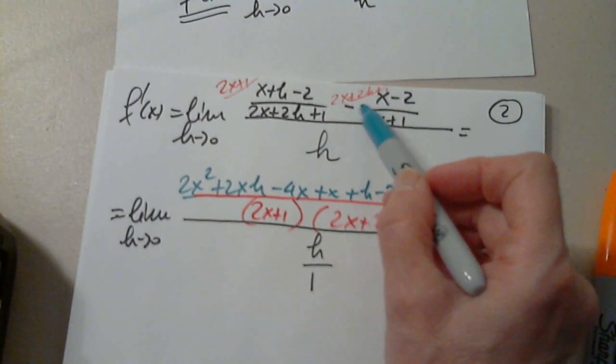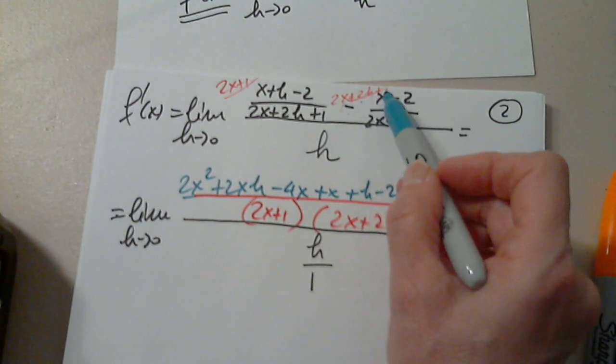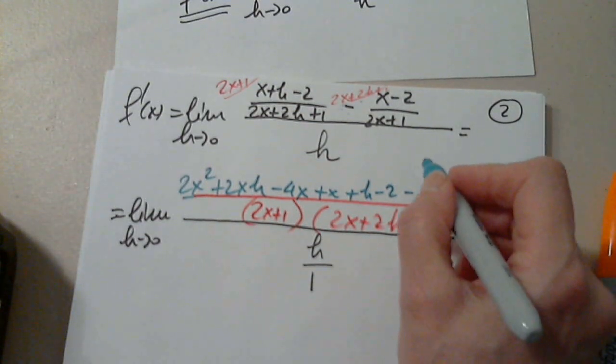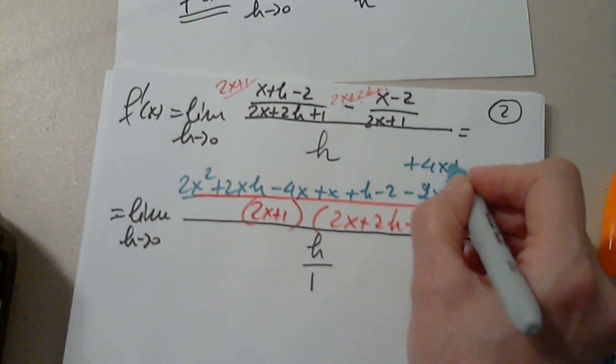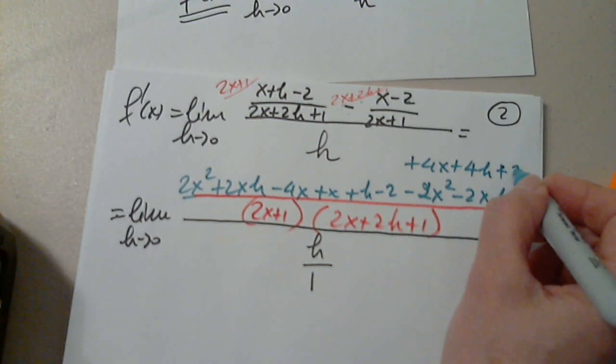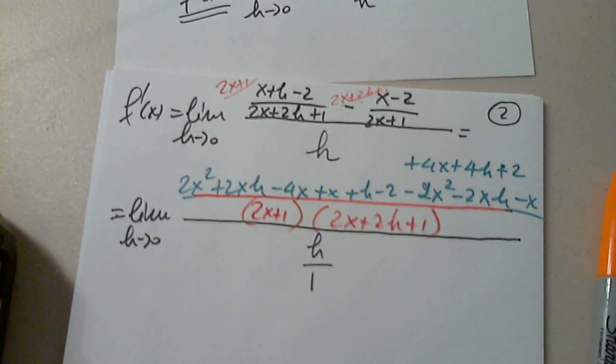Now negative times negative is positive 2. That has to be distributed to these three terms. I'm going to write it at the top because I ran out of room, of course. So plus 4x plus 4h and plus 2. Good. So we have the least common denominator and we have the numerator. What has to happen next?